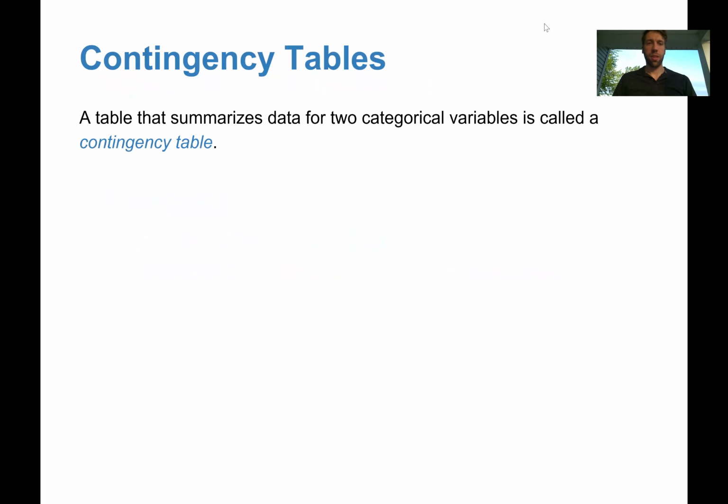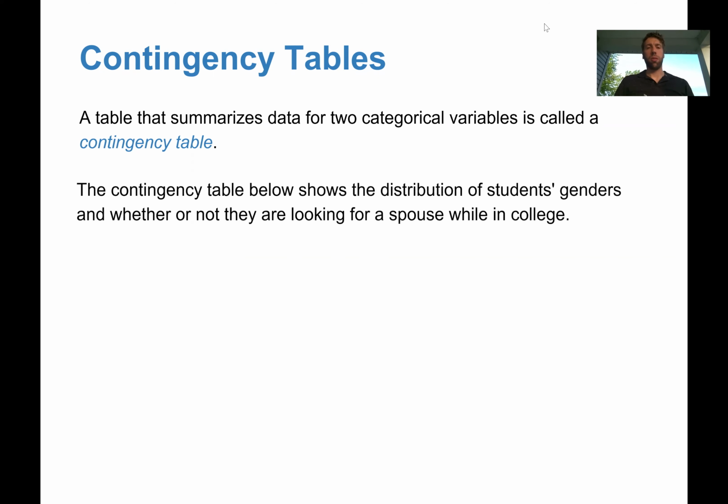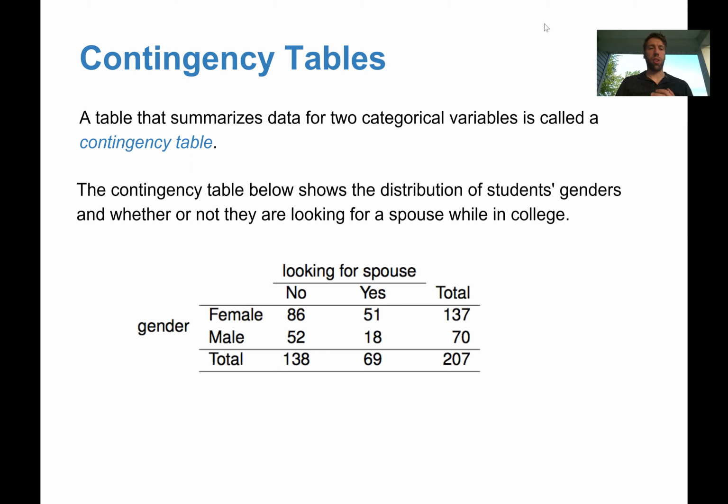All right. So a contingency table is a table that summarizes the data for two categorical variables. We're going to show one below that shows the distribution of students' gender, whether or not they're looking for a spouse while in college. I believe this is another study, probably from Duke University. We've got looking for a spouse, yes or no, on the top. We've got gender, male or female, on the left. And this is how the numbers line up.